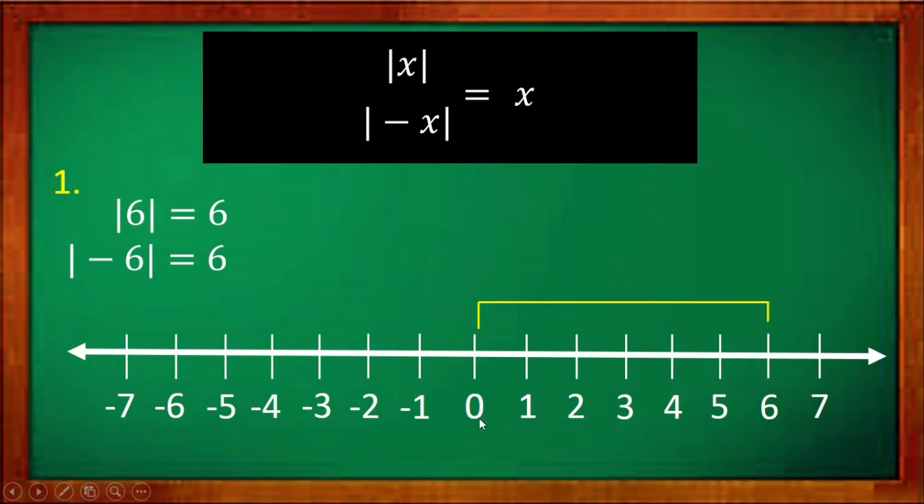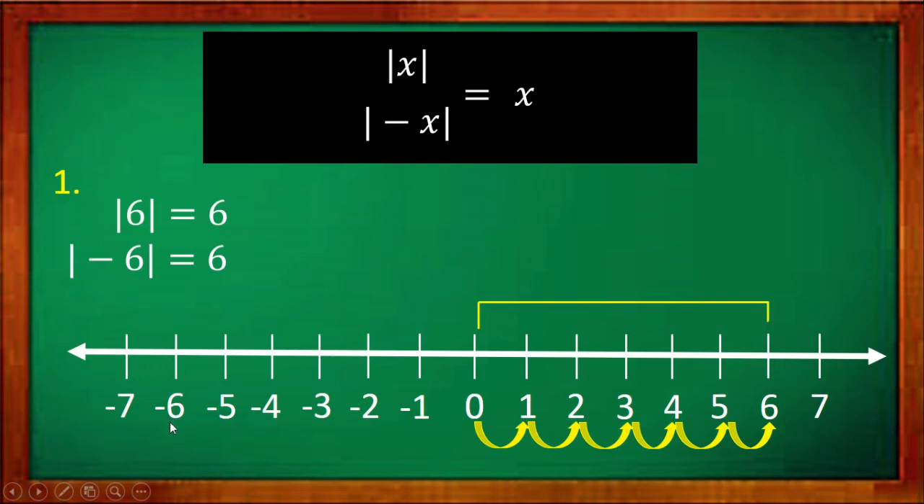So, mag-start tayo sa 0. We have how many moves? 1, 2, 3, 4, 5, 6. So, ibig sabihin, tama yung sagot natin dun sa absolute value of positive 6, which is 6. So, dun tayo sa positive 6 muna. Then, after that, check naman natin yung absolute value ng negative 6 natin.